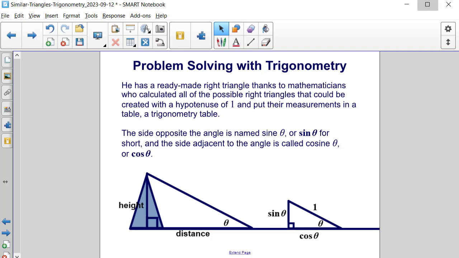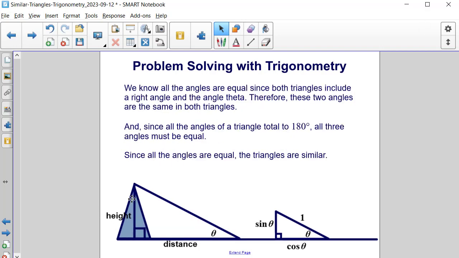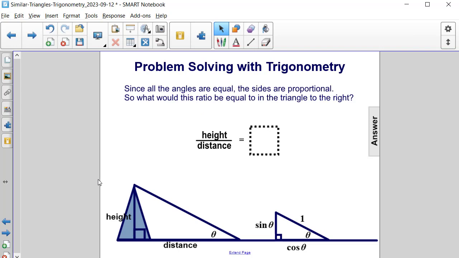We know all the angles are equal in these two triangles because both triangles include a right angle and the angle theta. And therefore, these two angle pairs are the same in both triangles. And since all the angles of a triangle total 180 degrees, all three angles must be equal by the third angles theorem. And then since all the angles in the two triangles are equal to one another, these two triangles are similar. Since all the angles are equal, the sides are proportional and we can write a ratio.